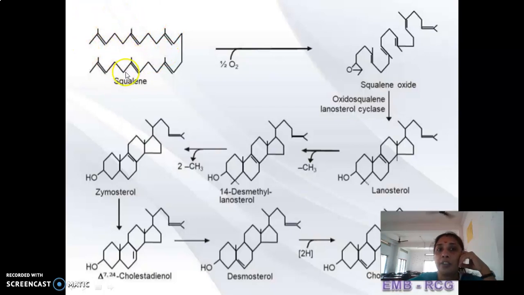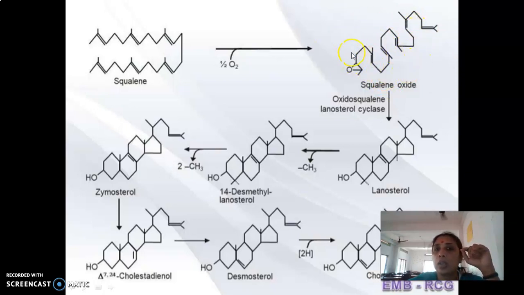So two molecules of FPP, with the removal of one molecule of inorganic pyrophosphate, give rise to squalene in the presence of squalene synthase enzyme and NADPH. So now after this, what happens? Squalene is converted to lanosterol with the help of the enzyme monooxygenase followed by cyclase to first give rise to squalene 2,3 epoxide. So this is 2,3 epoxide, right?